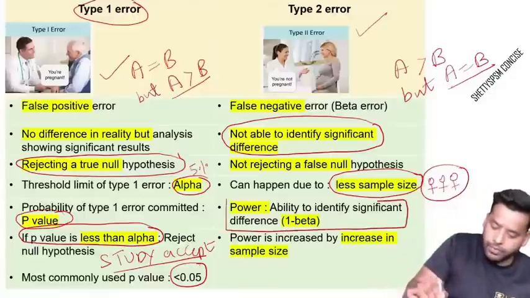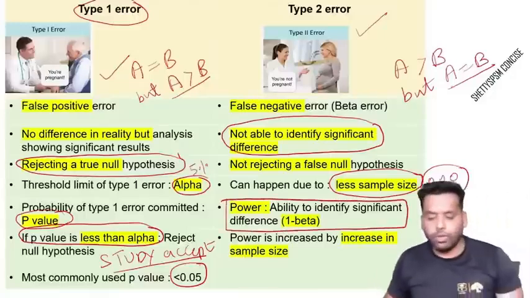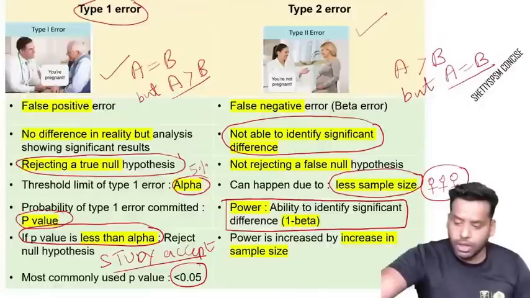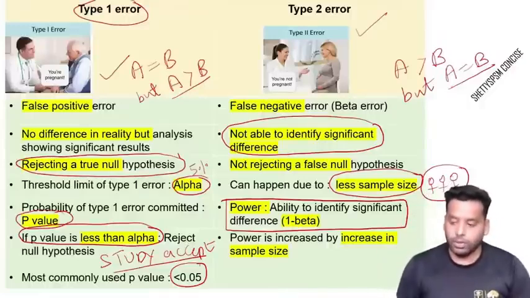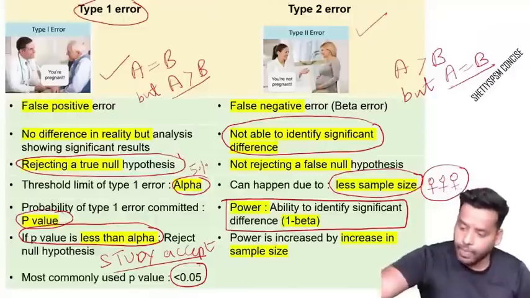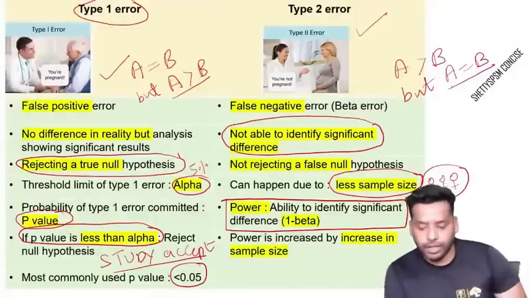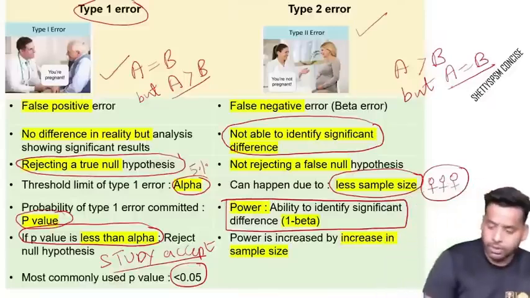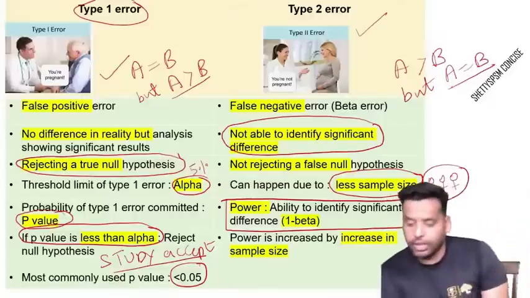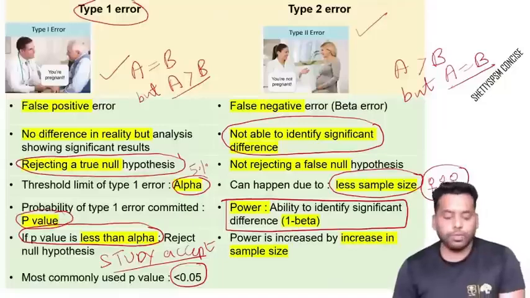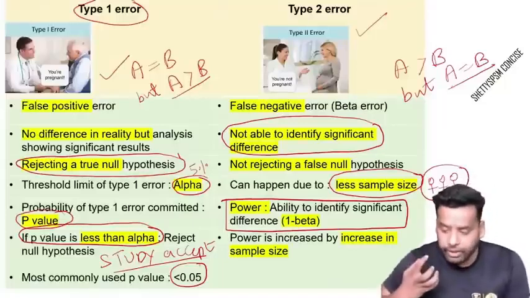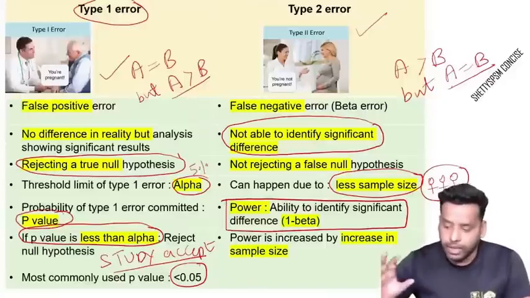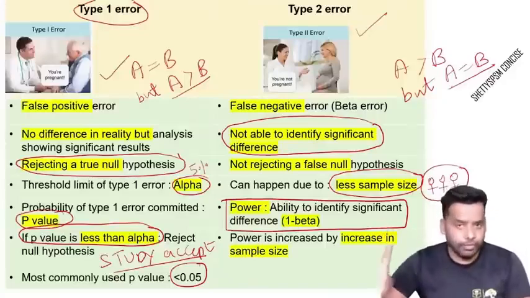Answer my next question. Tell me in common words. Good. How to reduce beta error? Increase the sample size. That is called the power of a study. Power means ability to identify the difference. Power is the ability to identify that difference.